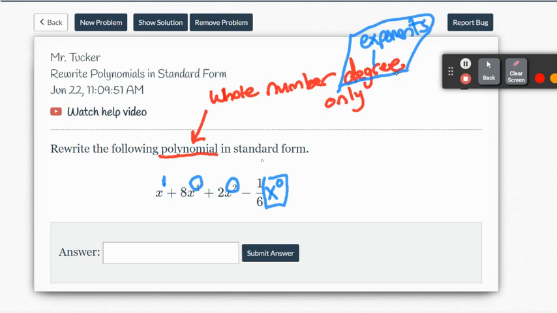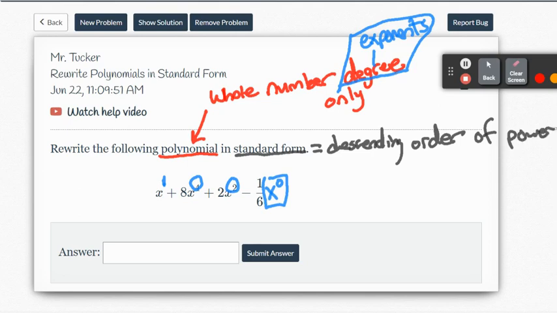Anyway, the point is standard form just means descending order of powers. And by powers, I mean degree or exponents. Synonymous here. So if you connect those ideas to what they are, degree, powers, exponents, we're looking for descending order of those powers. So descending, greatest to least.